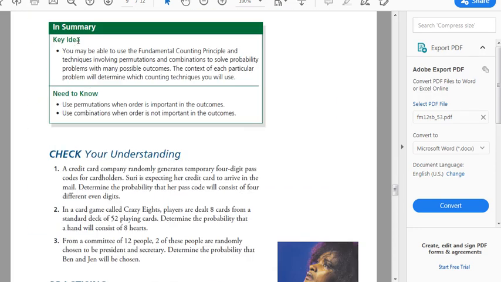Okay, so here are the key ideas. Again, take a look at this. Fundamental counting principle. You may have to use techniques involving permutations or combinations to solve the probability problem. So remember, favorable outcomes divided by all total possible outcomes times 100%. That's your probability.